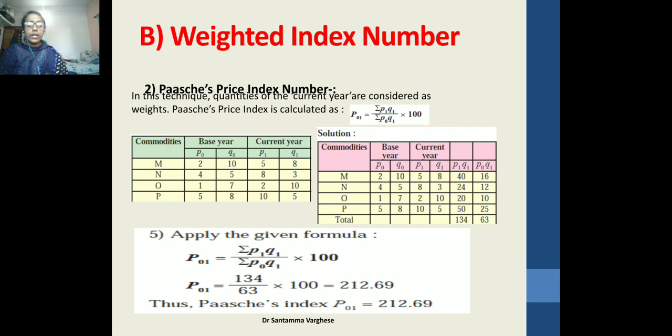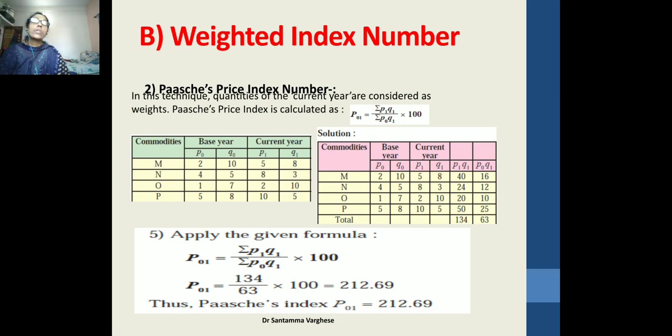Now in Paasche's formula, when you take the current year as the weight, the formula is summation of P1 Q1 upon summation of P0 Q1. लास्ट प्राइस का फॉर्मूला क्या था? समेशन ऑफ P1 Q0 अपॉन समेशन ऑफ P0 Q0. नाउ पास्चेस प्राइस इंडेक्स का जो फॉर्मूला है, it is summation of P1 Q1 upon summation of P0 Q1. Why did this happen? Because he has taken the weight of the current year. इसलिए करंट ईयर को इम्पोर्टेंस दिया है.